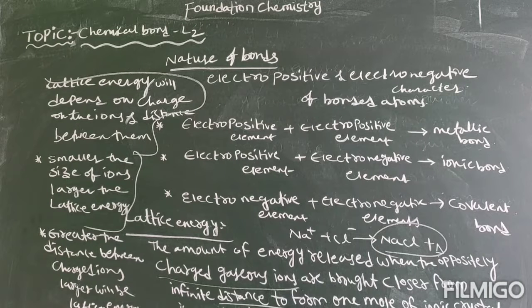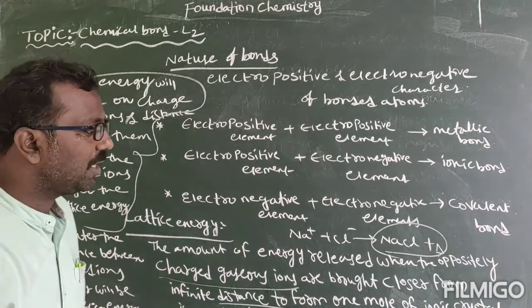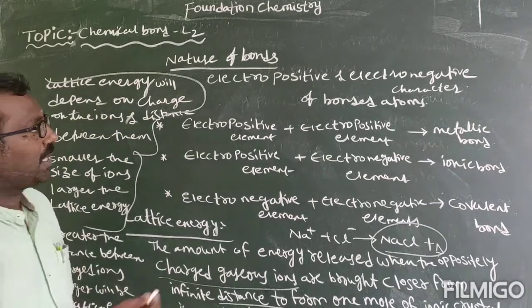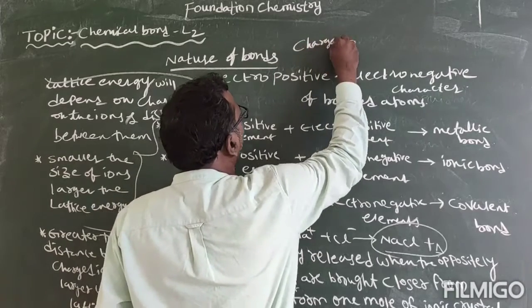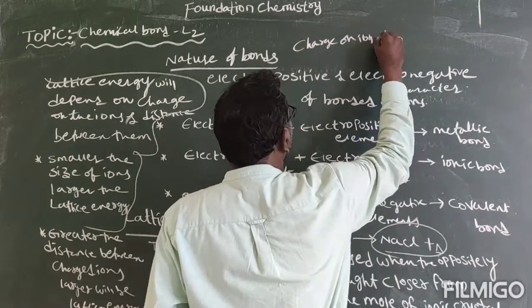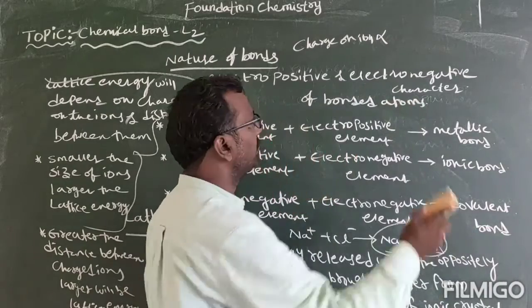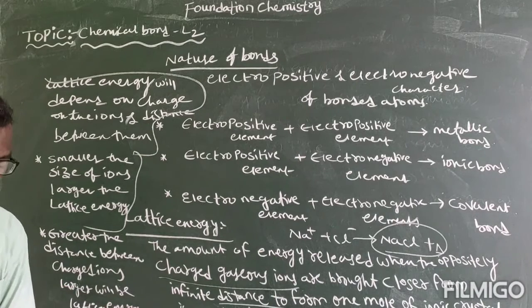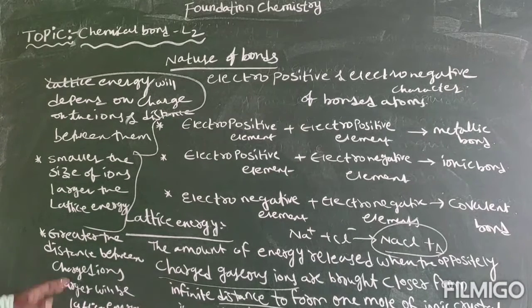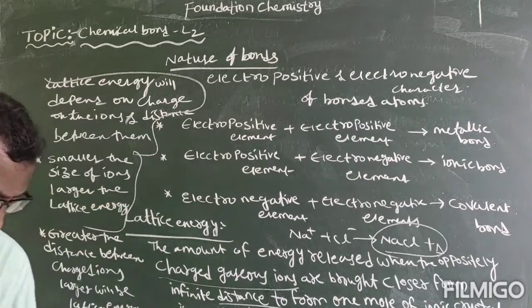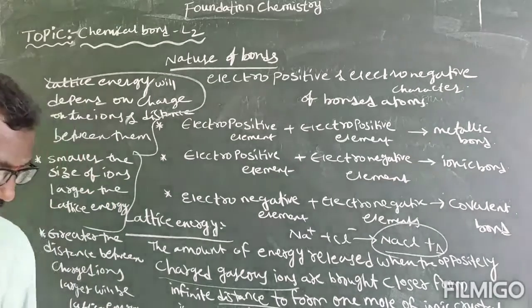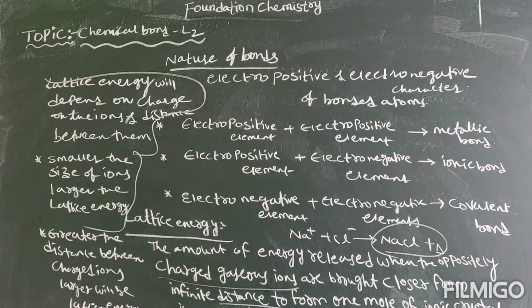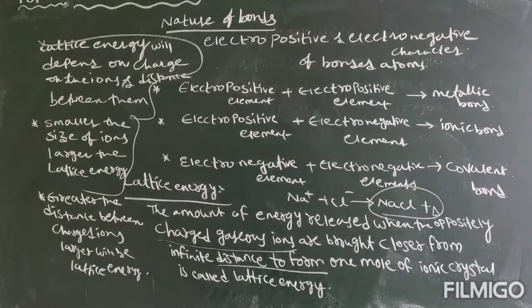It is inversely related. The charge on the ions is inversely related to the lattice energy, and the distance between the ions is directly related to the lattice energy. Is it clear? And the distance between them is directly proportional to the lattice energy. So you can note down all these points clearly.